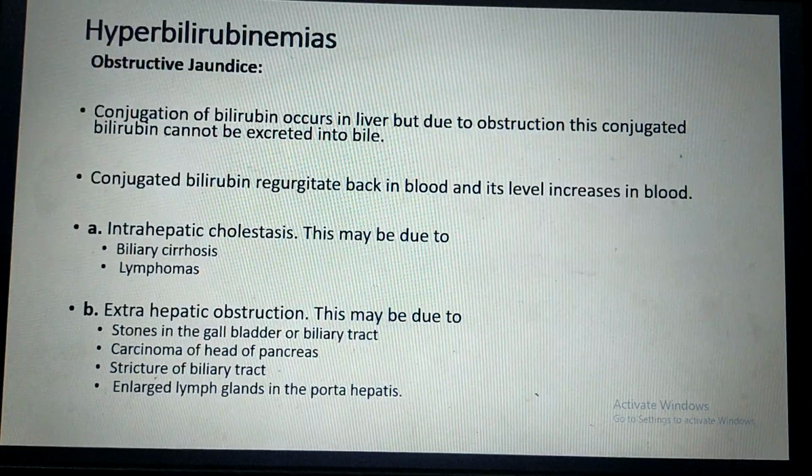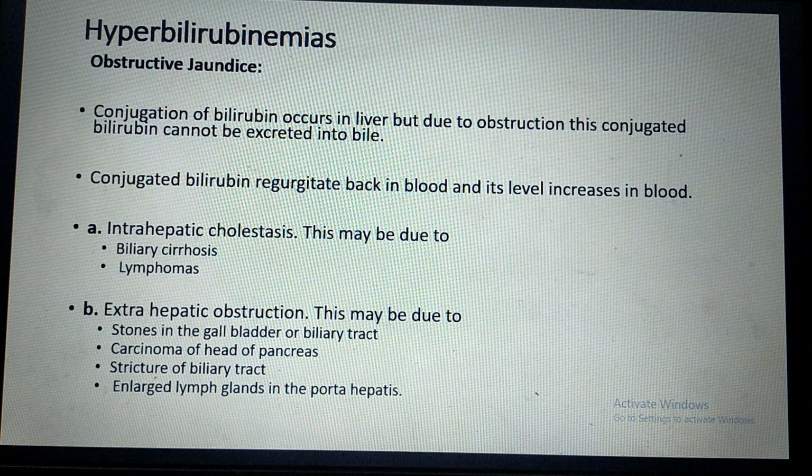Next type of jaundice is obstructive jaundice. In this obstructive jaundice, conjugated bilirubin level is increased. Conjugation of bilirubin in the liver occurs normally, but due to obstruction, this conjugated bilirubin does not excrete into the bile. Therefore, conjugated bilirubin regurgitates back into the blood and its level in the blood increases.